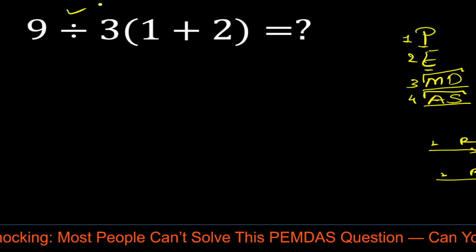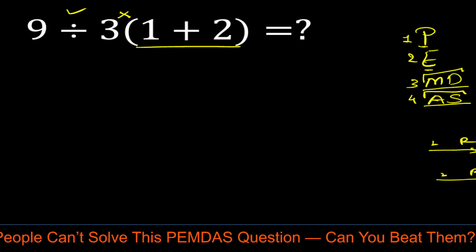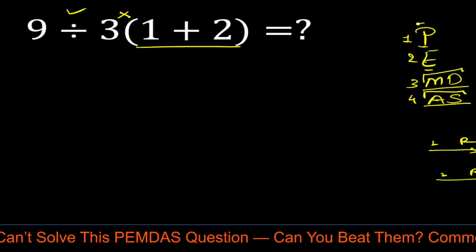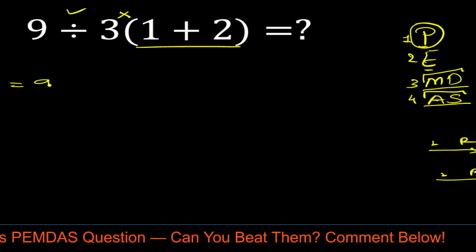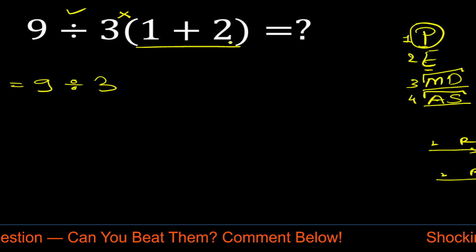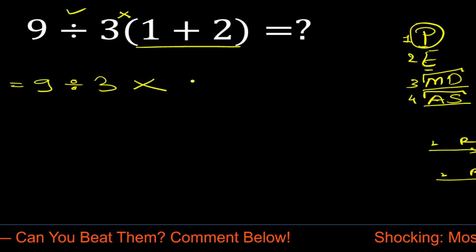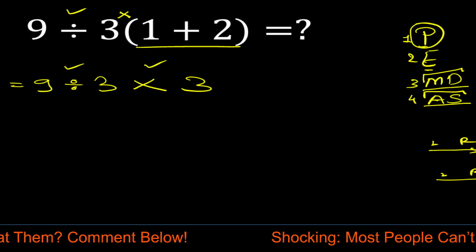So in this question, here we have division, here multiplication, and here we have one parenthesis, right? So according to the PEMDAS rule, first we have to solve the parenthesis. So now 9 divided by 3. Now solve this parenthesis, 1 plus 2 is equal to 3. So times 3, right? Now here we have division and here multiplication.